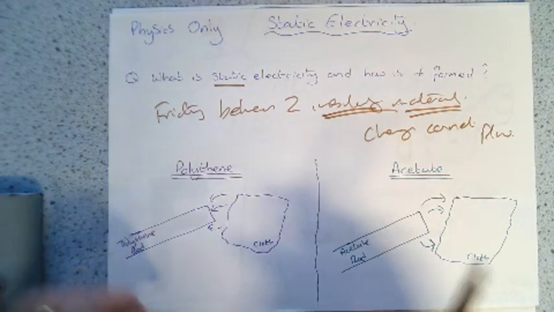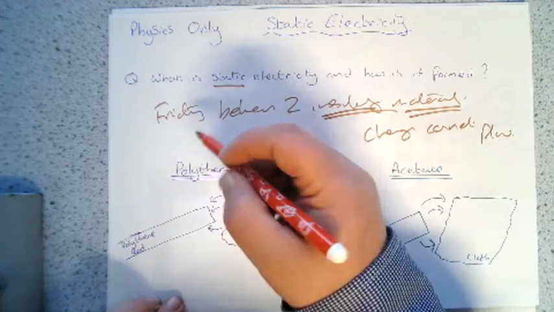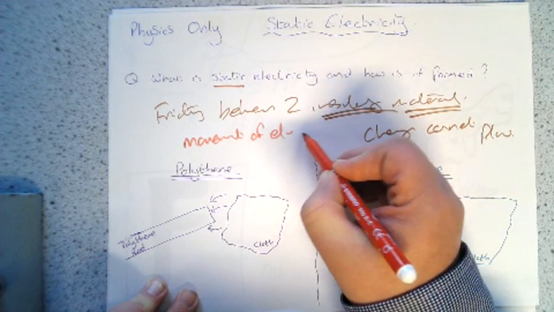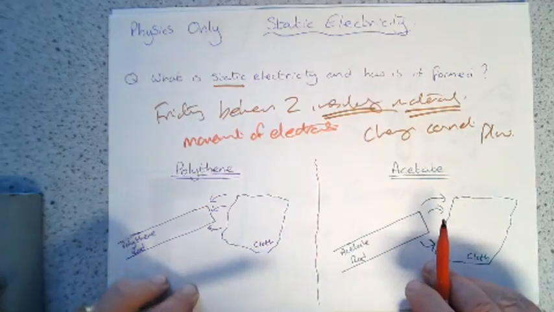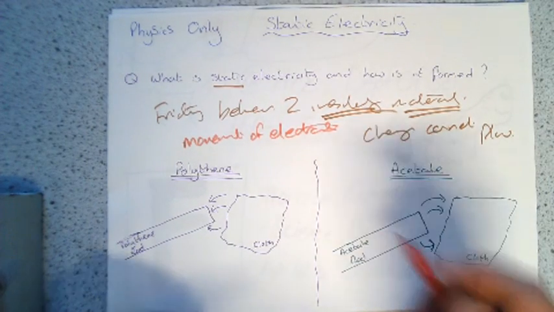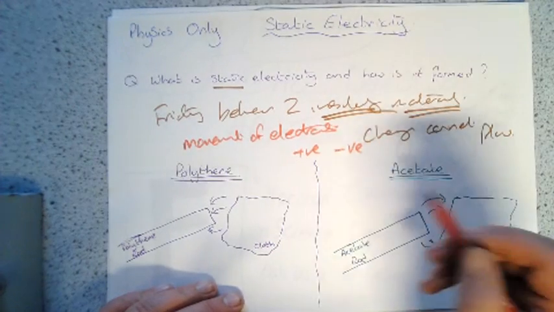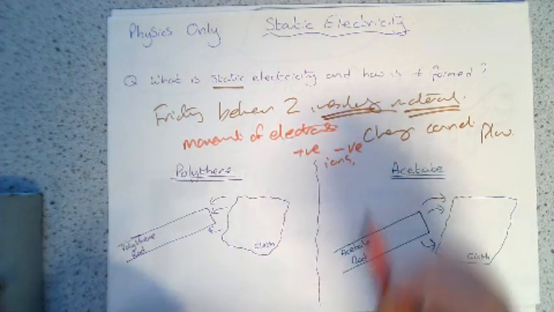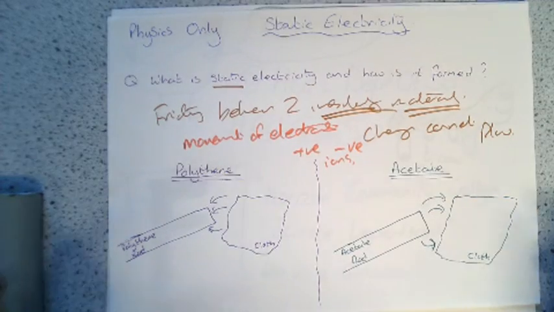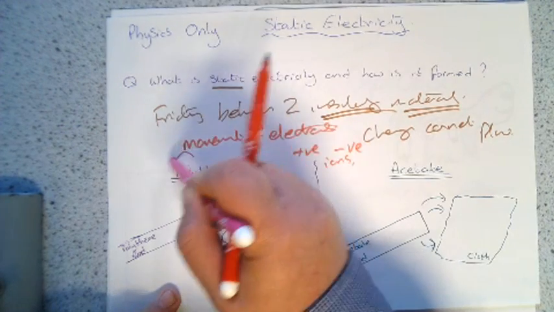Now, one of the things that we need to remember is that when we're creating static electricity, we have the movement of electrons. They're the only part of the atom that can actually move. So one of the materials becomes positively charged and one of them becomes negatively charged. So that means that they are ions. Now, there are two materials that you need to understand how they become charged, and they are polythene and acetate.